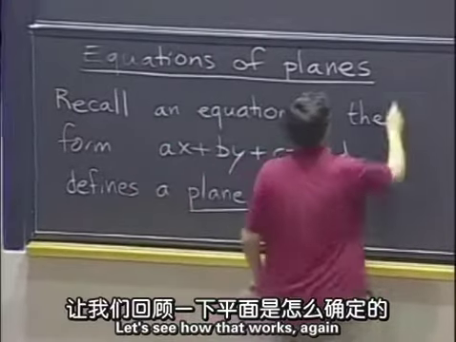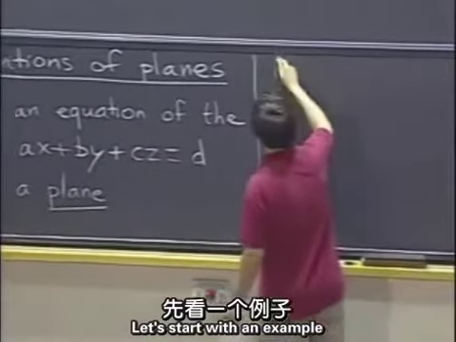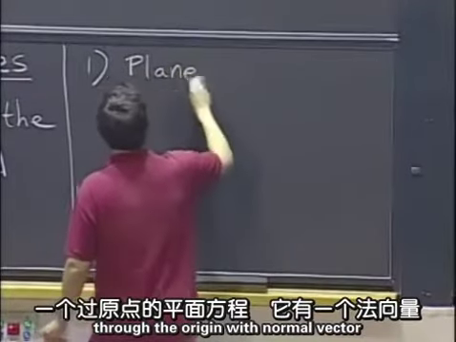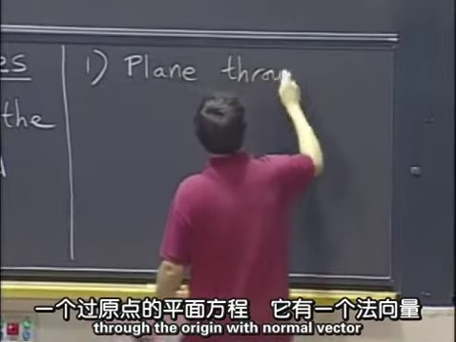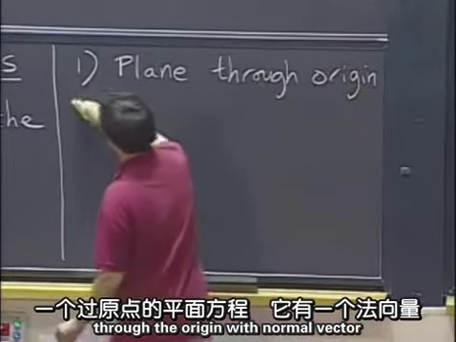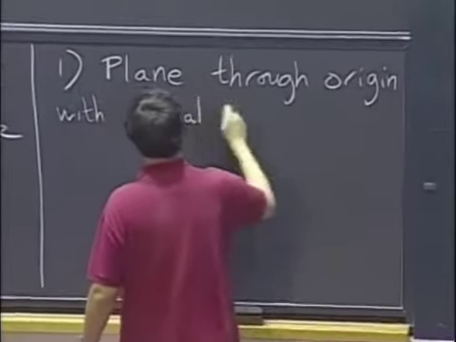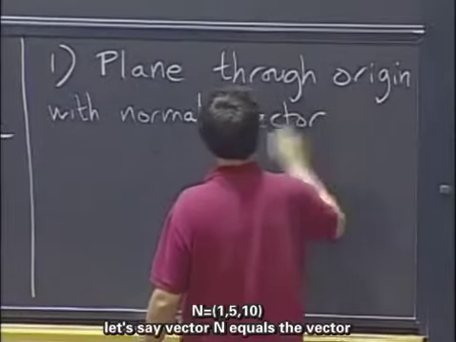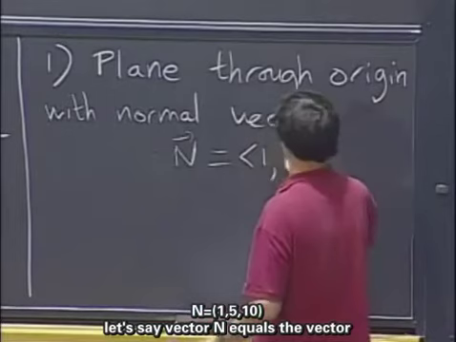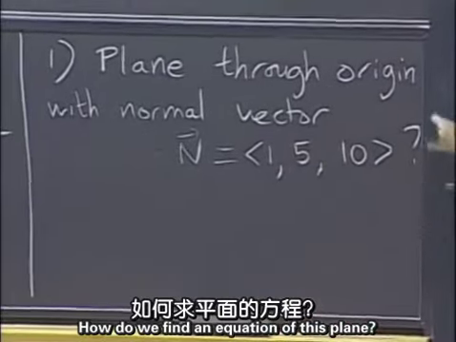So let's see how that works again. Let's start with an example. Let's say that we want to find an equation for the plane through the origin with normal vector n equals, let's say, the normal vector 1, 5, 10. Okay, so how do we find an equation of this plane?